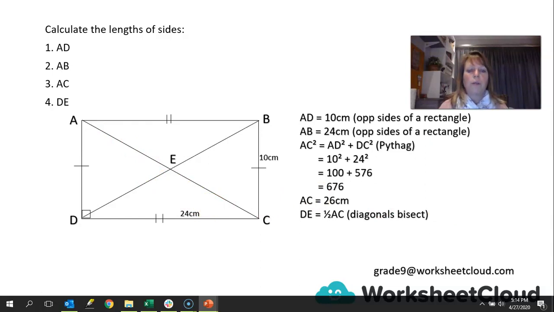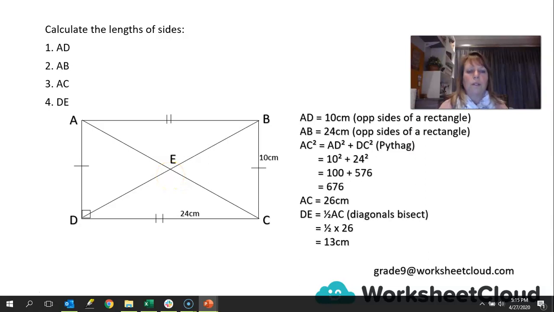So what is half of DB? You can even say half of AC. It's exactly the same because they bisect each other and they are the same length. We know AC is 26. Half of 26 will give me 13 centimeters. So half of the diagonal is 13 centimeters.